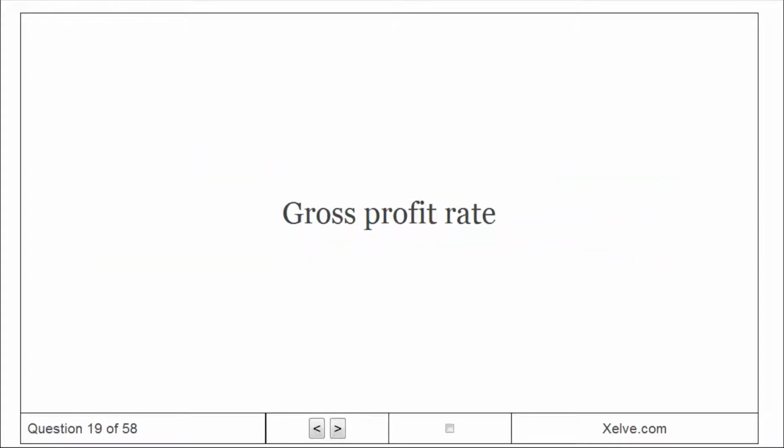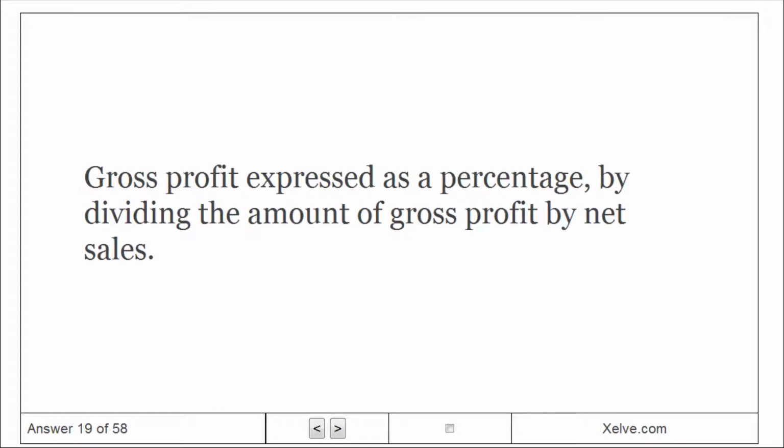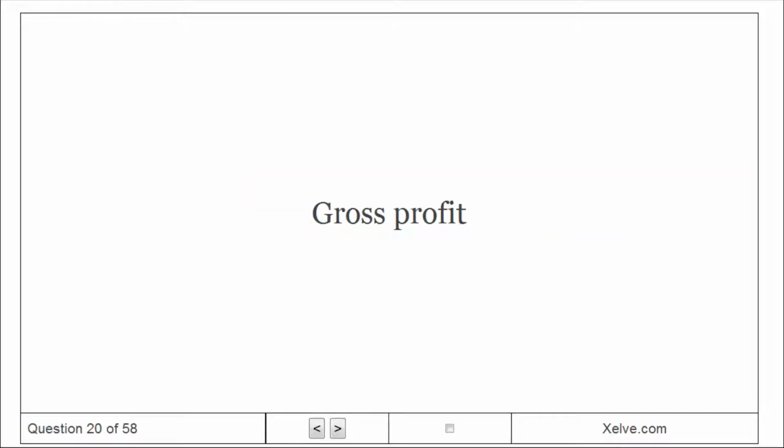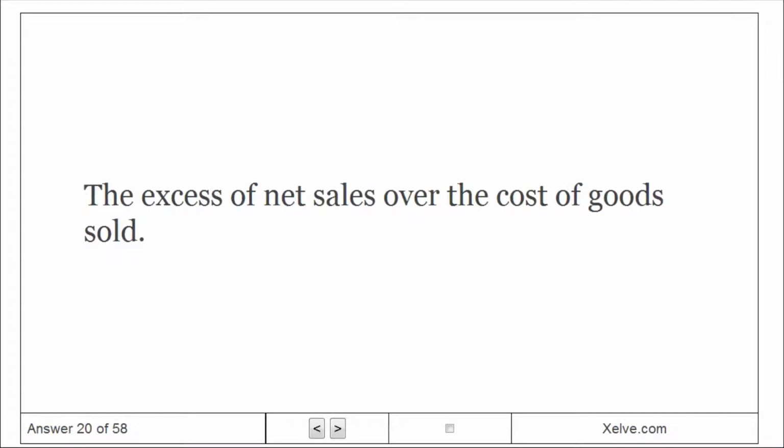Gross profit rate. Gross profit expressed as a percentage, by dividing the amount of gross profit by net sales. Gross profit. The excess of net sales over the cost of goods sold.